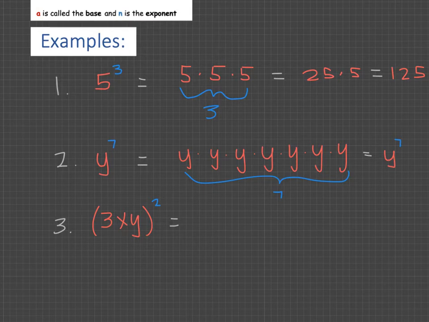Now we have a quantity 3xy, and that entire quantity is squared. We know that the squaring, or that exponent of 2, applies to the entire quantity because of those parentheses. So we just apply the definition: we take that quantity 3xy and multiply it by itself, and there are 2 of those because the exponent is 2.